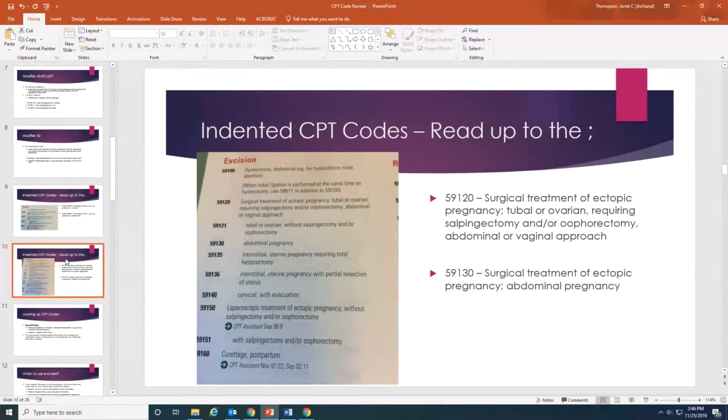Let's look at another example. This is from the female reproductive system. So 59120, surgical treatment of ectopic pregnancy. There's our semicolon. Tubal or ovarian, requiring salpingectomy and/or oophorectomy. These are great medical terms. Salpingectomy is removal of fallopian tubes. Oophorectomy is removal of the ovaries. Abdominal or vaginal approach. And 59130 will read surgical treatment of ectopic pregnancy, abdominal pregnancy. And you can see there's several other codes listed under there, 59135, 36, and 40. So these are all indented or a part of that parent code 59120. So again, you read up to the semicolon.